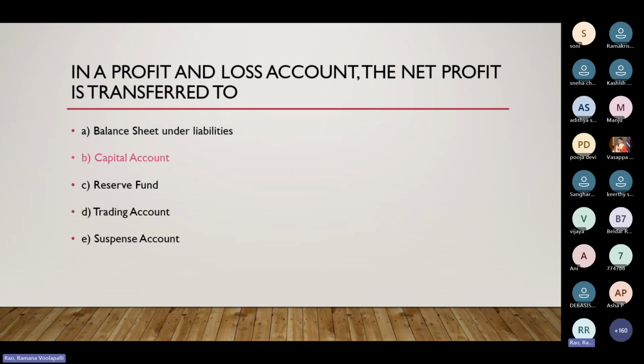I have written balance sheet under liabilities. No. In the balance sheet, it is under capital. It will be transferred to the capital account. The perfect answer here is capital. If capital account is not mentioned, then reserve fund can also be the answer, but it is retained earning, so don't be confused. Net profit will always be added to capital. If it is net loss, it will be deducted from the capital.